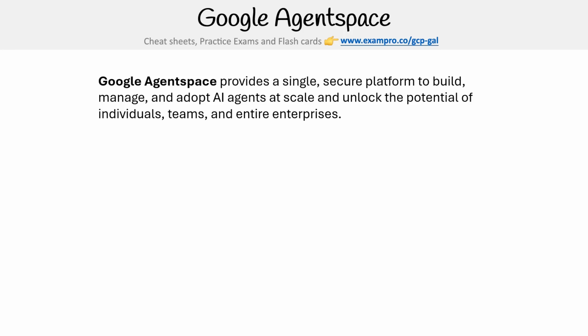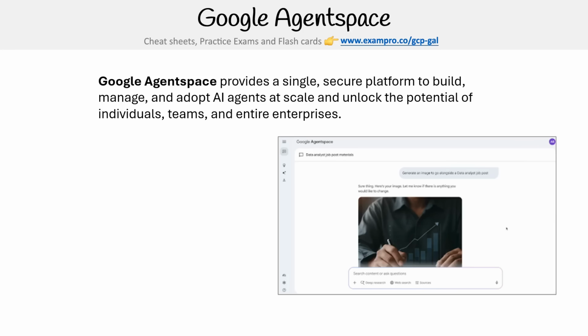Let's take a look here at Google Agentspace. It provides a single secure platform to build, manage, and adopt AI agents at scale and unlock the potential of individual teams and entire enterprises. I think the simplest way to think of this is imagine ChatGPT, the same interface that you pay for, but it's shared with your team. So you can create agents and share agents among them. And I guess the idea is that information is supposed to be isolated for your enterprise. So that's the way I would think of it.